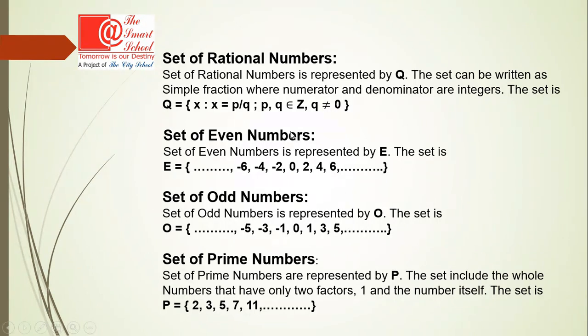Now, set of even numbers, set of odd numbers, these are very simple. Yes, exactly. All those numbers which are divisible by 2 are called even numbers, and which are not divisible by 2 are called odd numbers. Even numbers we represent by E, and odd numbers we represent by O. Now, set of prime numbers. Set of prime numbers is represented by P, and the set includes the whole numbers that have only two factors, 1 and the number itself. The set P, means prime numbers, is equal to 2, 3, 5, 7, 11. And one interesting thing, that 2 is the only even number which is part of the set of prime numbers.